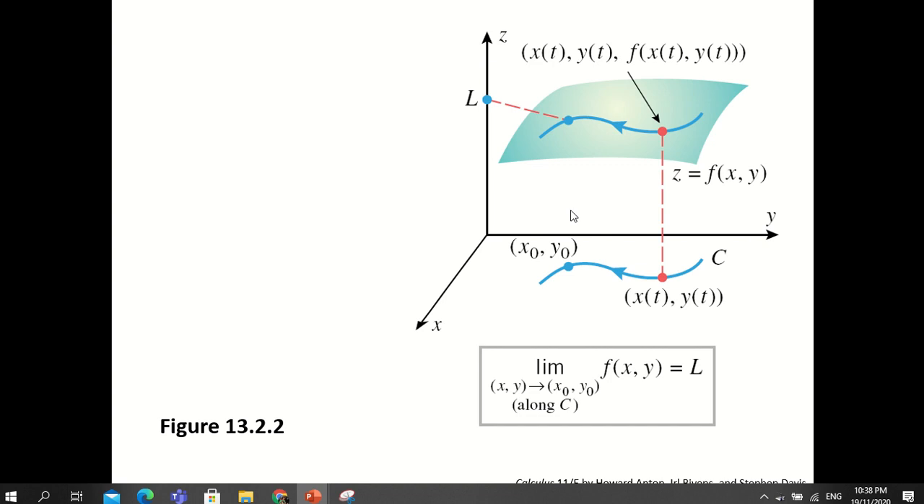Okay, and then the limit, no? The limit of this function of the two variables is along the C. No? This is our C curve. Okay, so the limit of the function of the two variables equal to L as x and y approach x sub 0 and y sub 0. Okay, so this coordinates here is equal to the limit of our function.